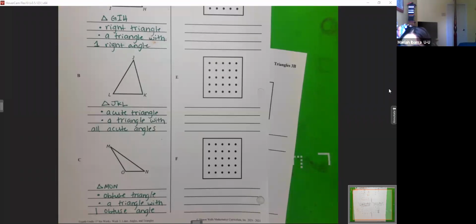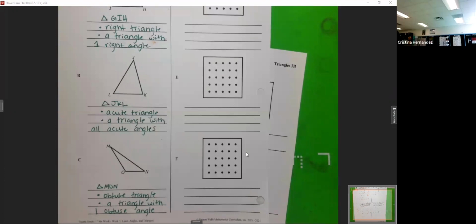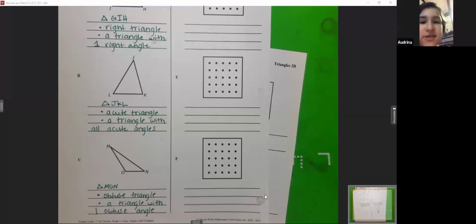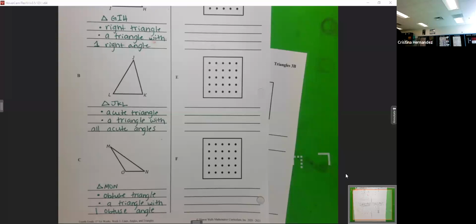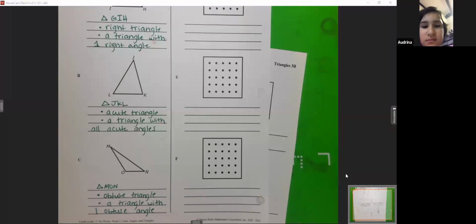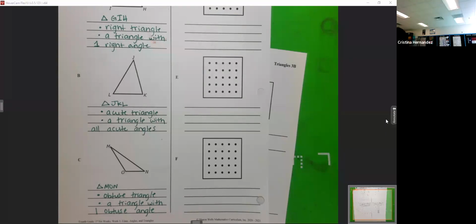Ms. Hernandez, are you sharing your screen? Oh, can y'all not see it? I can't. I can see it. Okay. All right, let me stop and let me go back. I'm saying, no wonder you're quiet. Can you see it, Audrina? Yes, I can. Maybe I can see it. I don't know.